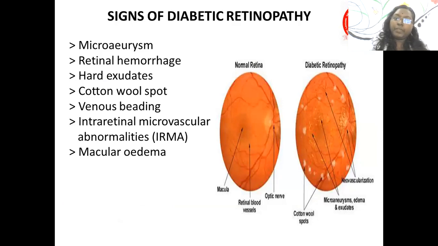What are the signs of diabetic retinopathy? When you examine the patient, you will be able to see microaneurysms. Microaneurysms are seen as dot hemorrhages. In FFA, they are seen with non-perfusion; around the microaneurysm, you can see capillary non-perfusion areas. Retinal hemorrhages can be there. Hard exudates are seen, cotton wool spots are seen, and venous bleeding is there. Venous bleeding is because of effusion.